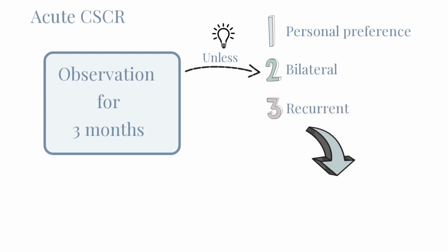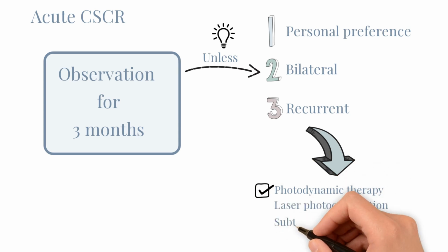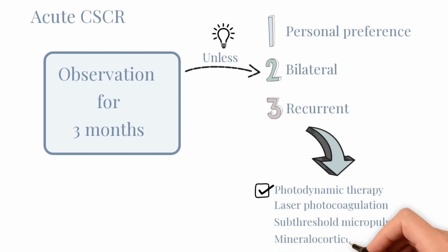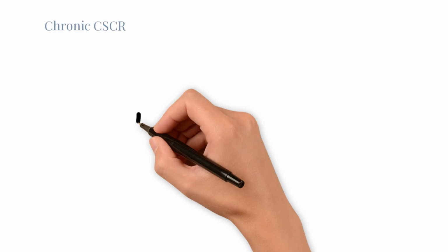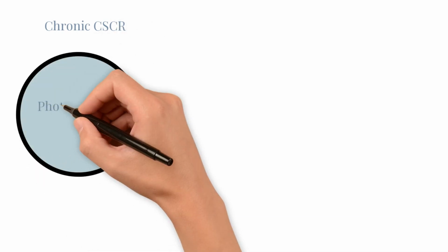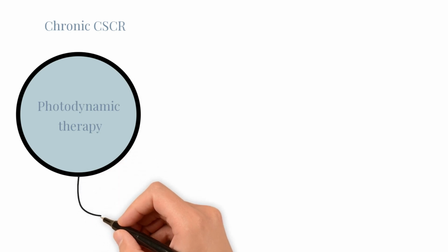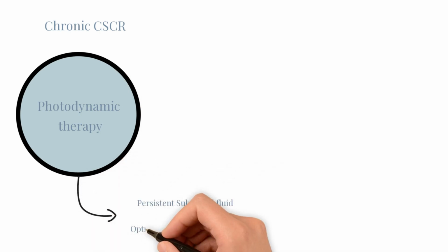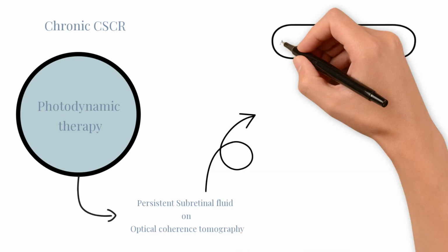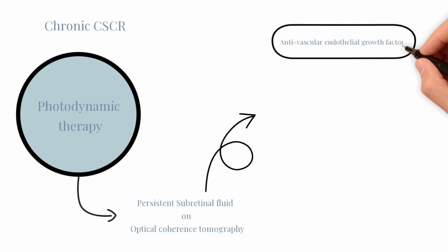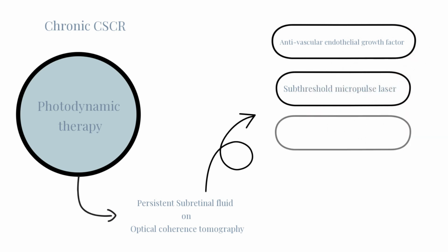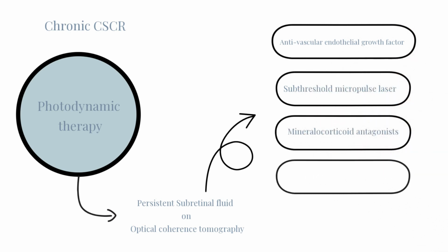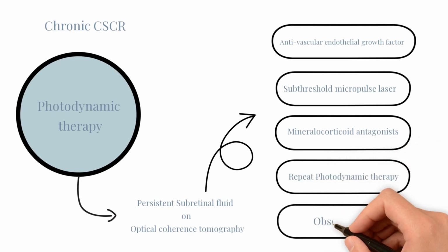If the subretinal fluid persists or treatment is indicated, the current evidence suggests that photodynamic therapy is the treatment of choice. In case it's not available, there are other options, which include laser photocoagulation, subthreshold micropulse laser, and mineralocorticoid antagonists. The most commonly used treatment for chronic CSCR is photodynamic therapy. If there is persistent subretinal fluid on OCT, there are other options, such as anti-vascular endothelial growth factor, subthreshold micropulse laser, mineralocorticoid antagonists, repeat photodynamic therapy, or observation.